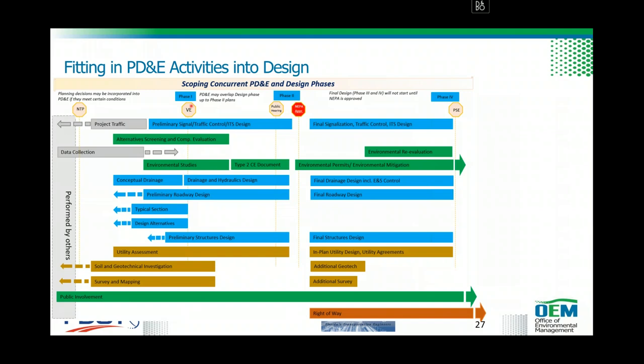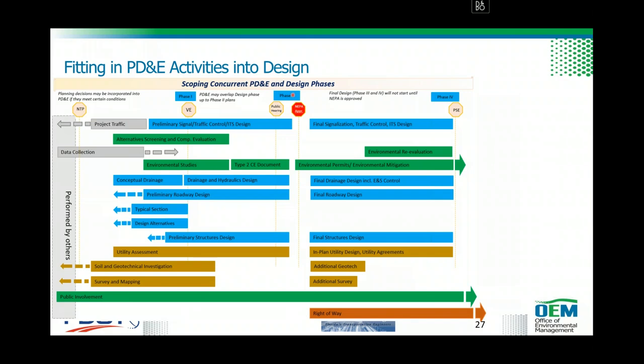Value engineering, if it is needed, can be done concurrently with alternative evaluation, environmental studies, and preliminary engineering design at around the phase 1 plans. And then phase 2 plans: by the time you have phase 2 plans, you have to receive NEPA approval before you proceed into preparation of phase 3 and phase 4 plans.